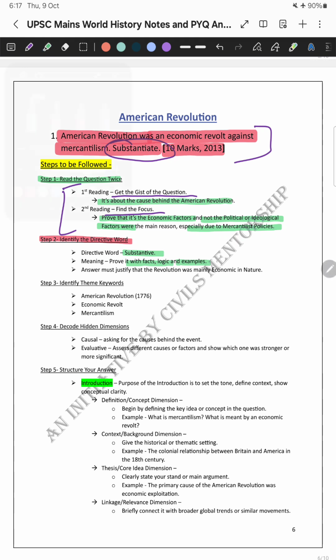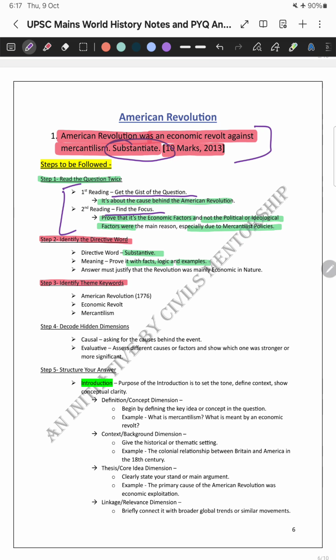Now coming to step 3. So what is step 3? Step 3 is you need to identify the theme keywords. Now what does this mean? Theme keywords means based on which you will write your answer. So in this particular question, what are the theme keywords? You need to identify the theme keywords. That is, these are the concepts you need to define or explain in your answer.